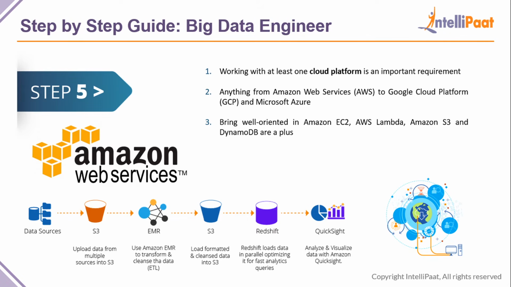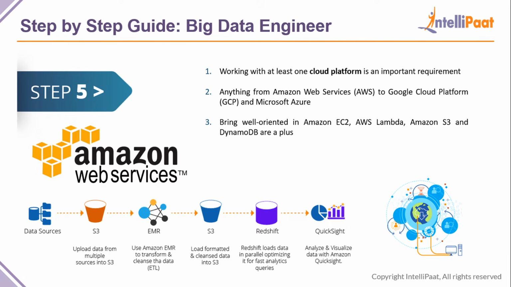Basically, these 3 are the huge names when we talk about cloud computing, because at the end of the day, if you're using AWS, you have Amazon EC2 that you can learn, you have AWS Lambda, you have Amazon S3, you have DynamoDB, and you have all of these at your hand, guys. So you'll upload data from multiple sources into an S3 bucket, and after that, you're going to use something called Amazon EMR.